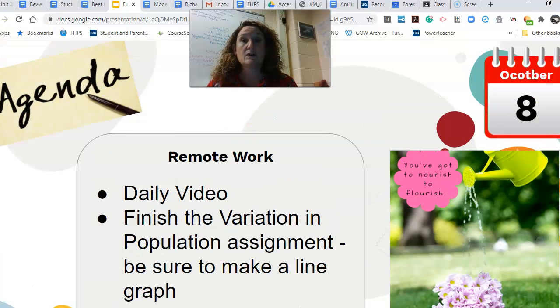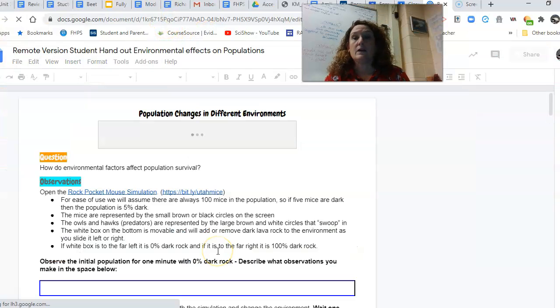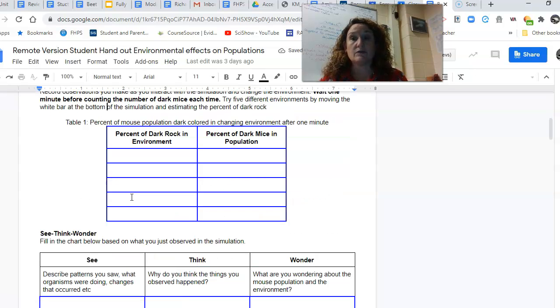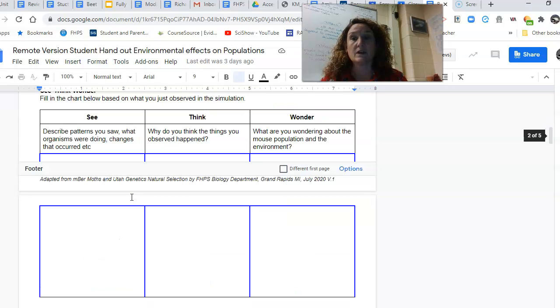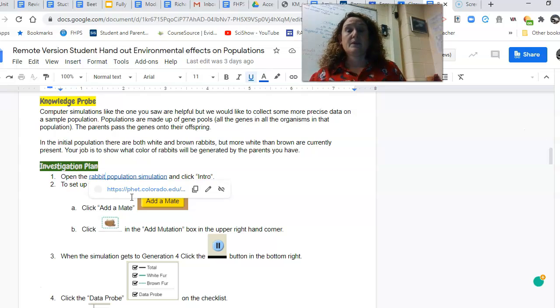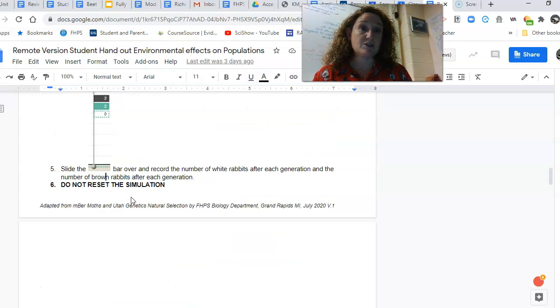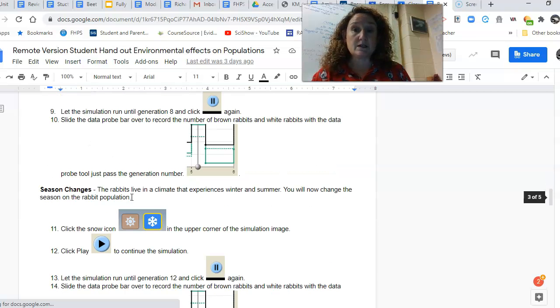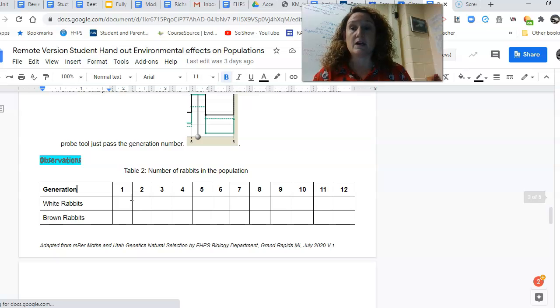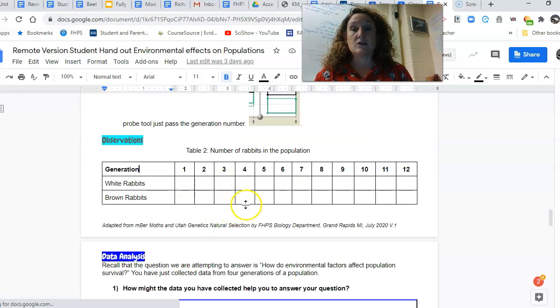When you look at your sheet, you should have yesterday finished up the first part of the simulation where you were looking at the different colors. And you have hopefully done this See, Think, and Wonder, where you've looked at that and also collected some data about the rabbit population. What we need to finish up today, depending on where you're at, would be taking your data that you put in here and generating a graph.